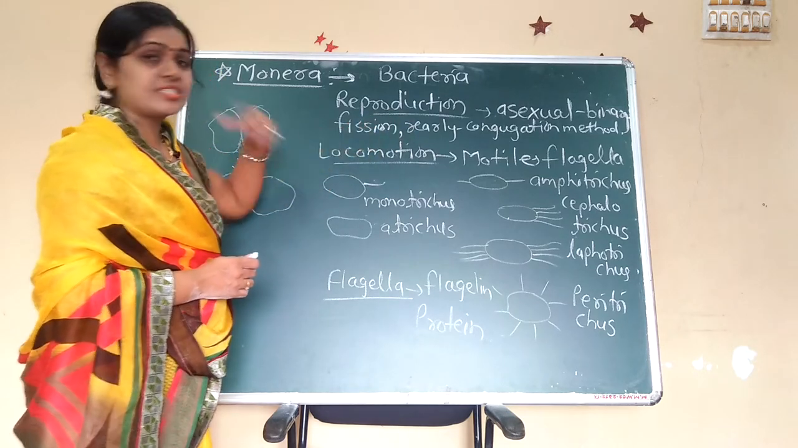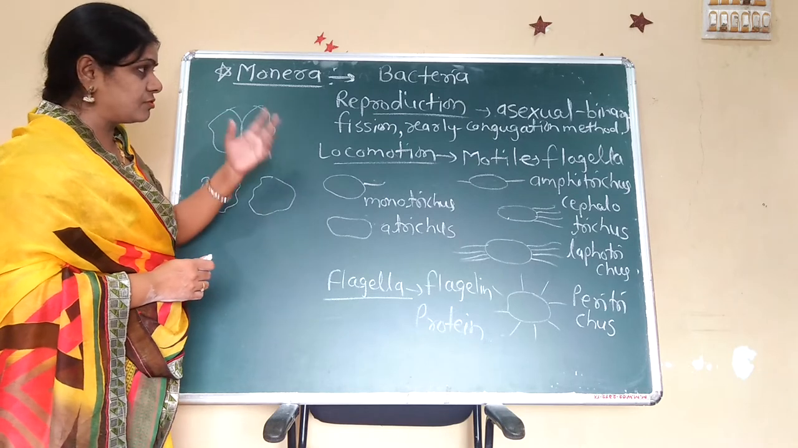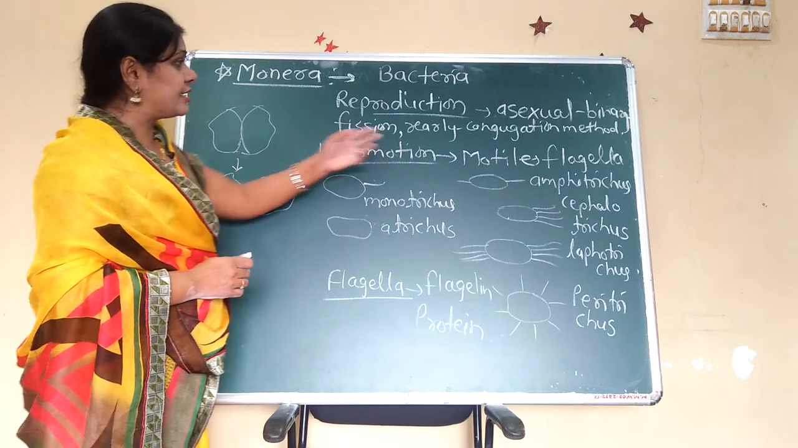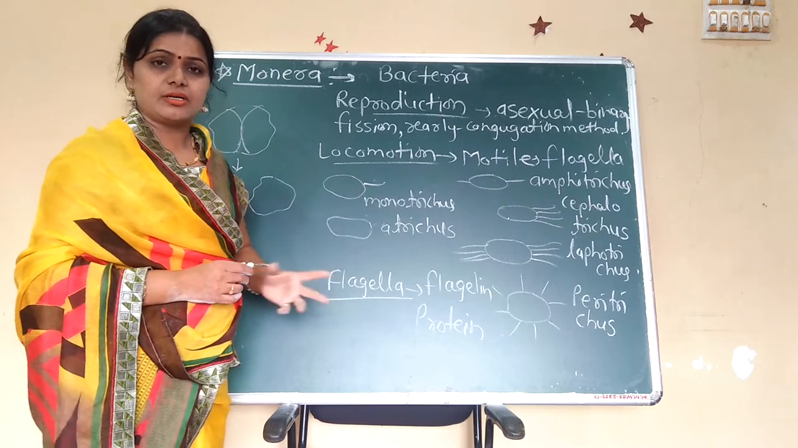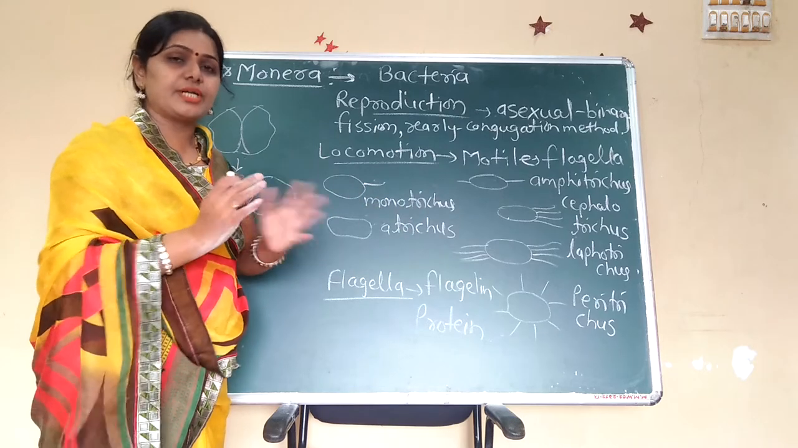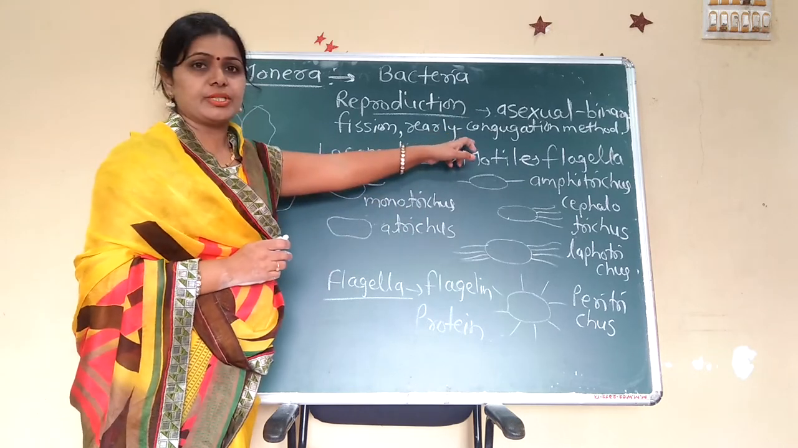And mostly asexual reproduction, which is binary fission, and rarely there is the conjugation method. They exchange their DNA material. That is the conjugation method.